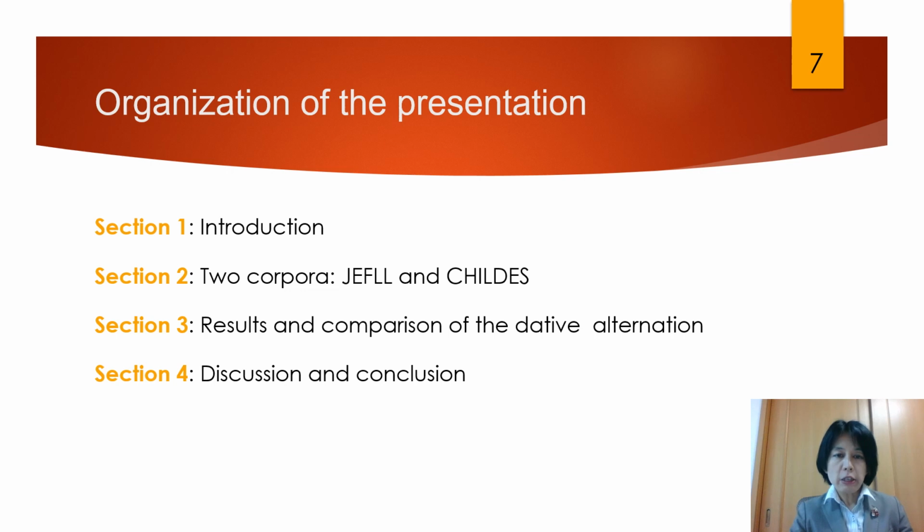My presentation is organized as follows. In the next section, I introduce the two corpora, and section 3 presents the collected data and shows how the dative alternation develops. In the last section, I focus on the question of why Japanese learners of English frequently produced constructions missing the recipient.